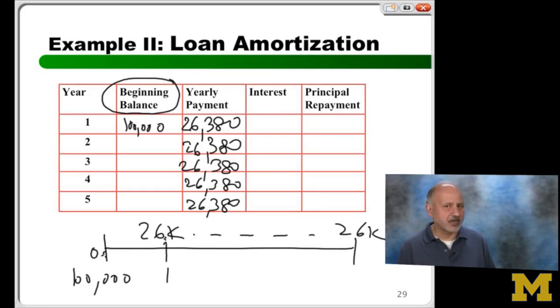And I think it's very important for you to time travel. If you know how to time travel, you'll understand finance. So right now you are here, and let's begin time travel. At the end of the first year, what did we do? We paid 26,380. Let's break it into 2 parts. The first part is the interest. And we know the interest is 10%.